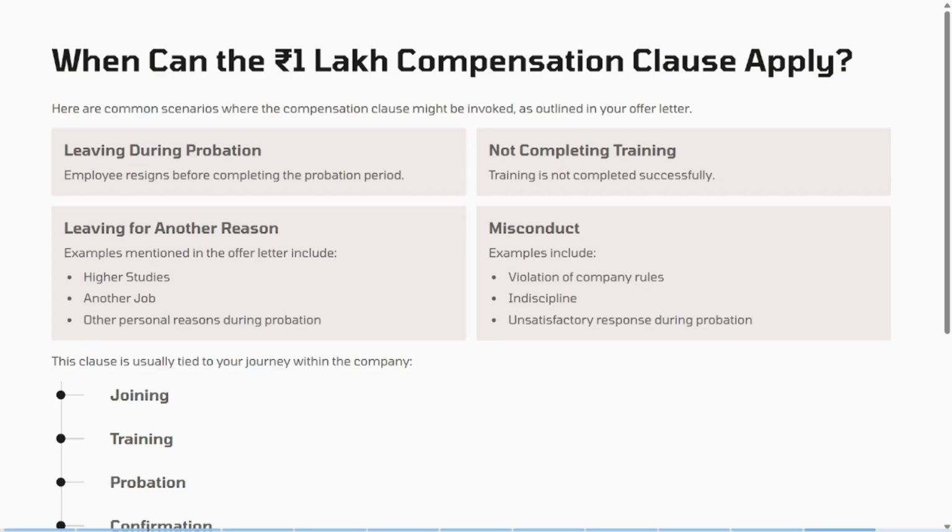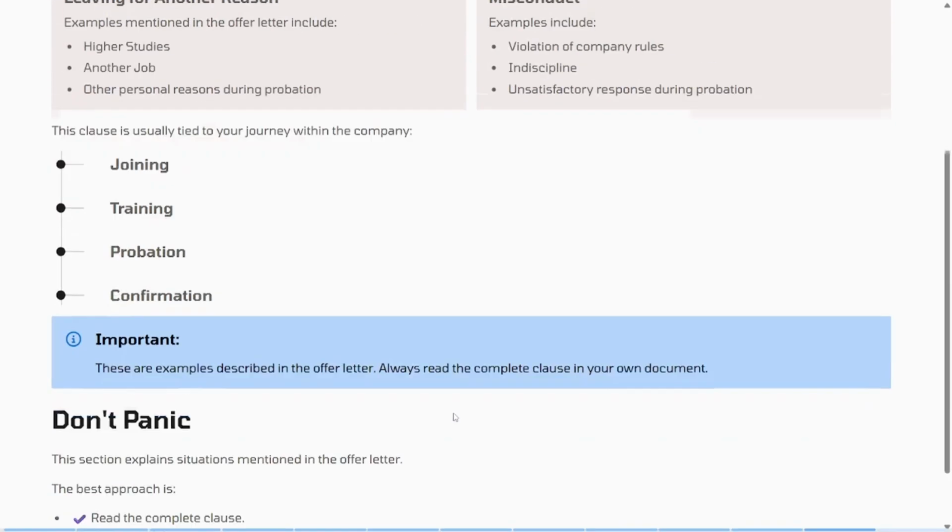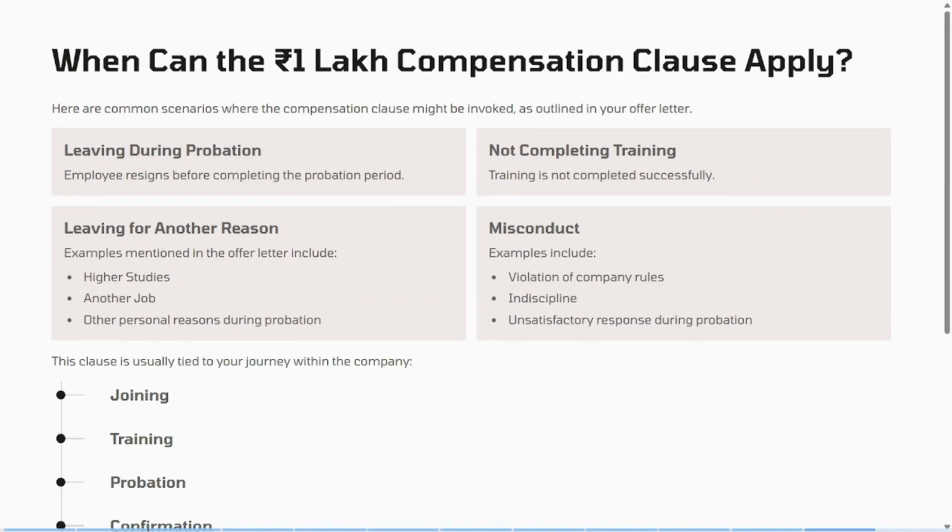That means the offer letter also includes examples such as leaving for higher studies, another job, or another training opportunity during the probation period. It also mentions situations involving misconduct, refusal to follow company orders or policies, absence, or an unsatisfactory response during the probation period as examples connected.